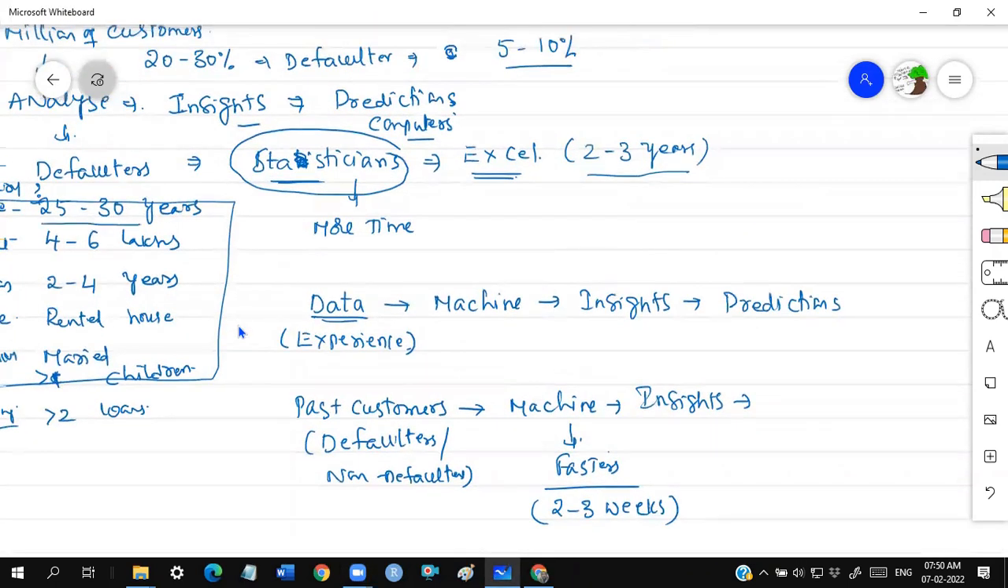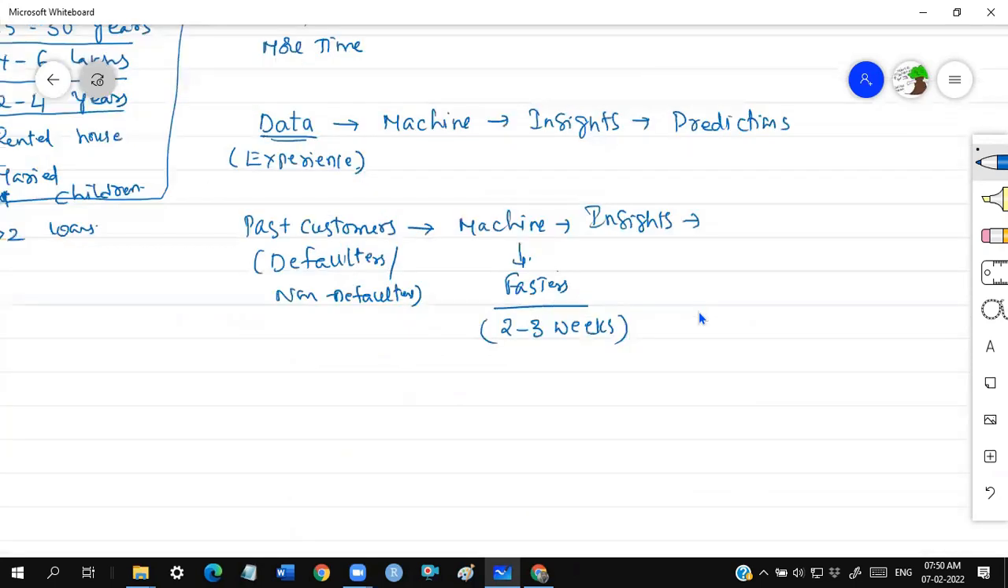So 20 to 30 years of age, 4 to 6 lakhs of loan amounts, 2 to 4 years it is going to be. It depends on the data actually. So insights are nothing but the knowledge. Whatever knowledge has been got from the data is what we call insights.